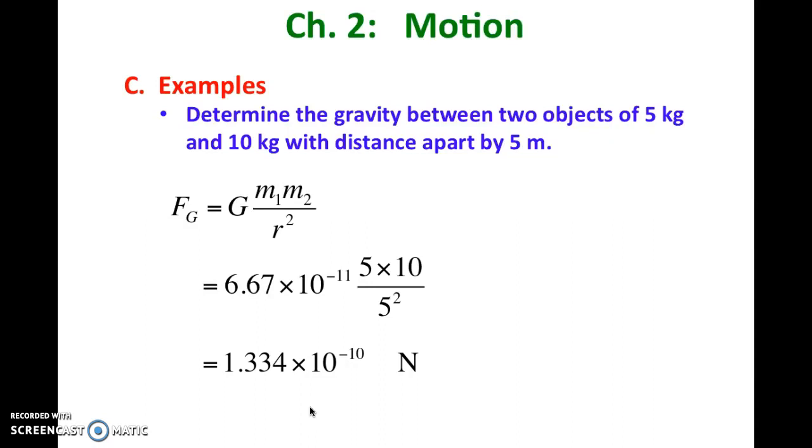Here we give some examples. The first example applies the gravitational law to determine the gravity between two objects of 5 kg and 10 kg, with distance apart by 5 meters. We first write the gravitational law formula, then substitute the gravitational constant G and numbers for masses and distance into the formula. We obtain the gravitational force between the two objects, equal to 1.334 times 10 to the negative 10 Newton.